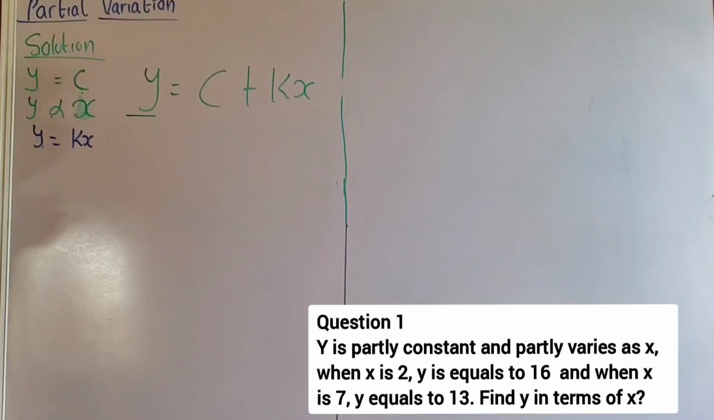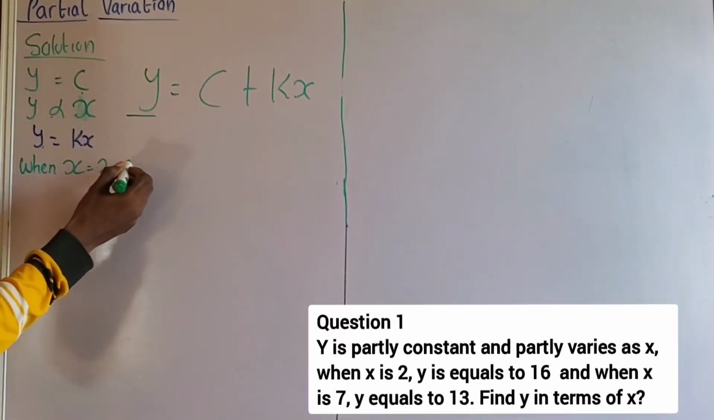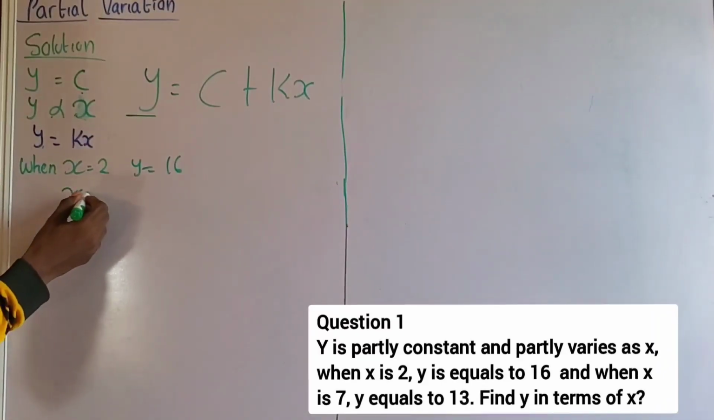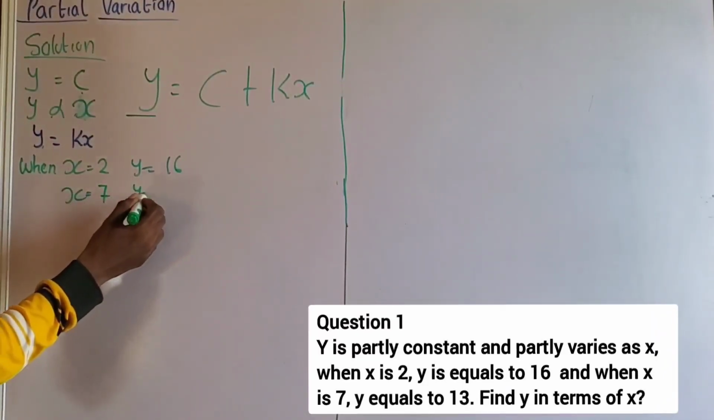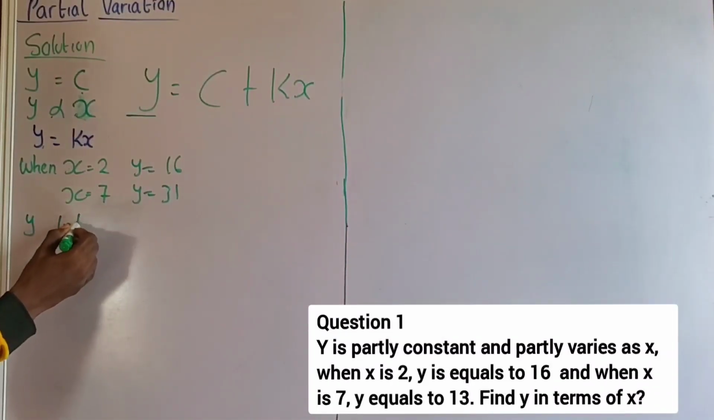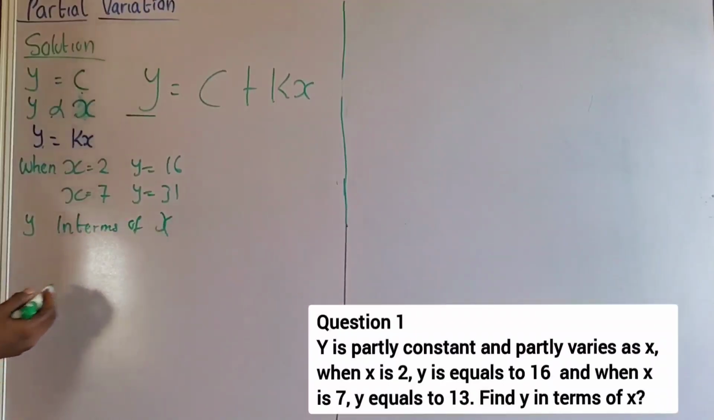We are given that when x equals 2, y equals 16. And when x equals 7, y equals 31. Find y in terms of x. That's the question. Now, listen to me carefully.